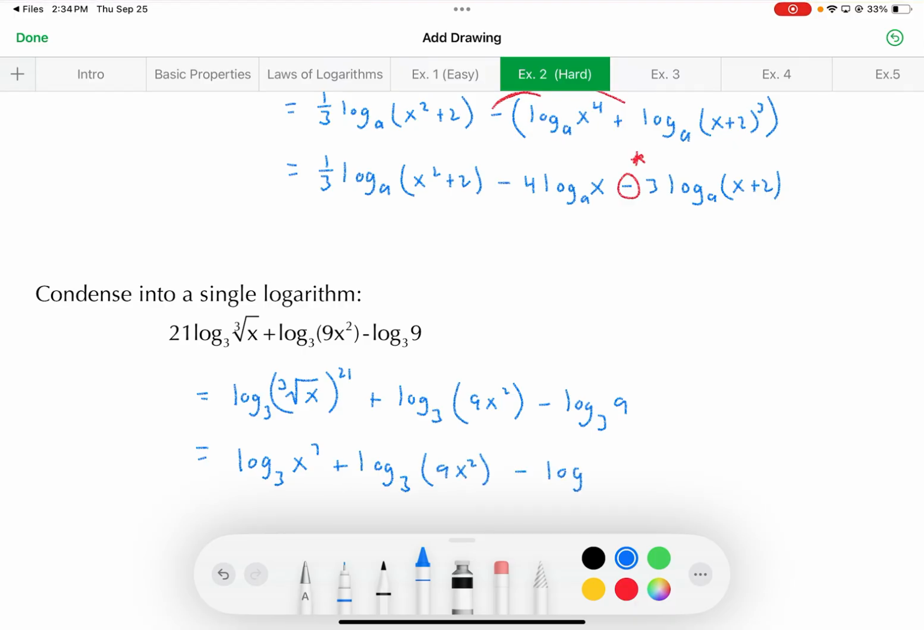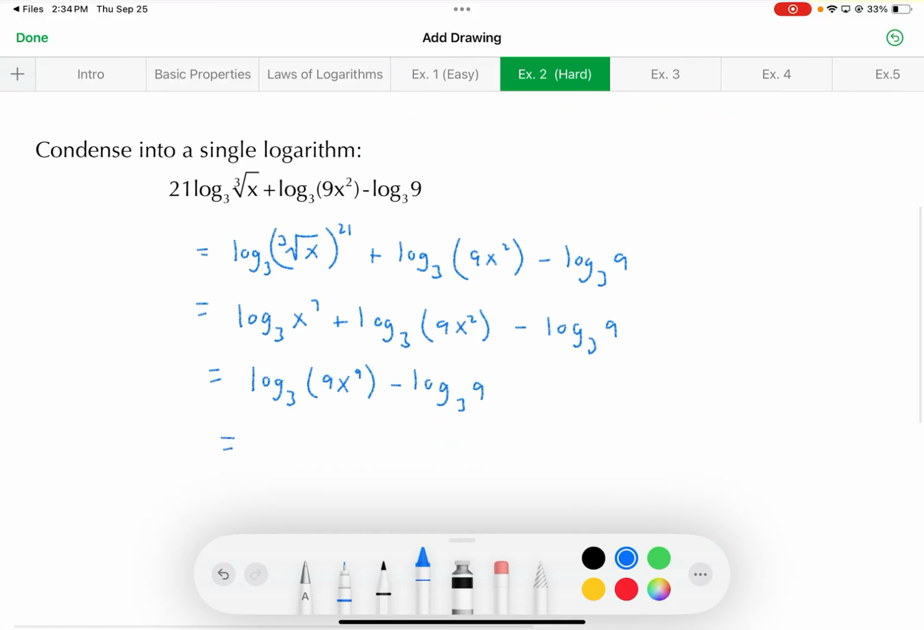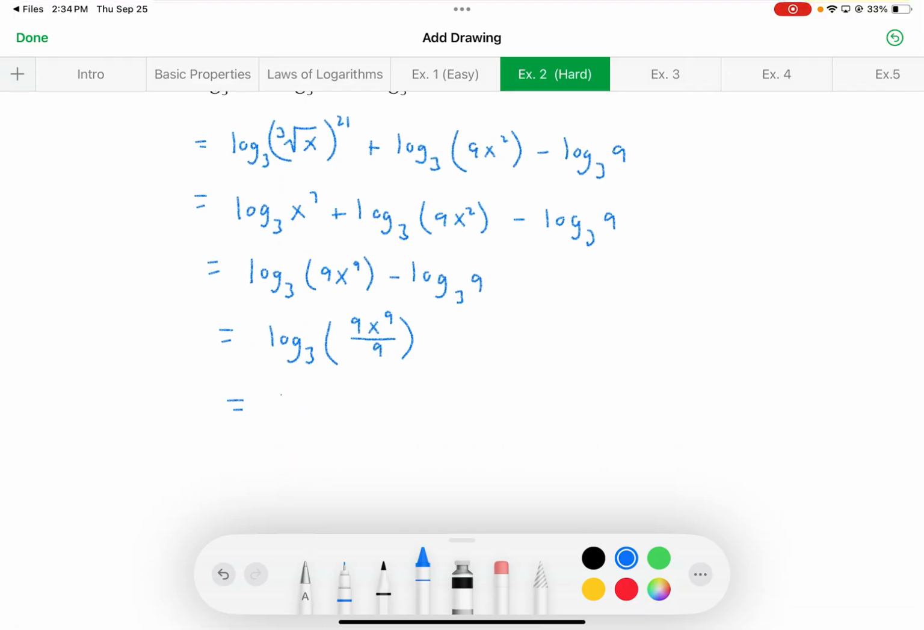All right, now I just go from left to right. I see addition between the first two logs, so I can multiply their arguments, make this log base 3 of 9x to the 9th minus log base 3 of 9. And then use a quotient property. Let's make that log base 3 of 9x to the 9th divided by 9, which of course I can reduce. Make that log base 3 of simply x to the 9th.